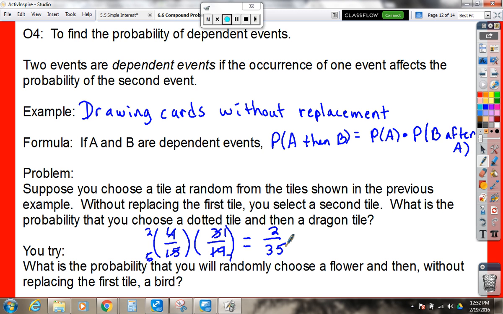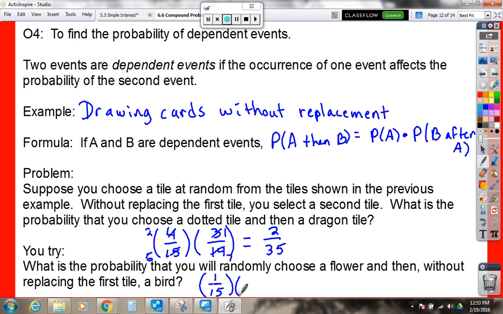Oh, thanks. Thank you. Okay, so our probability of both of these events happening is 2 out of 35. All right, let's take a look at the next one. What is the probability that you will randomly choose a flower and then, without replacing the first tile, a bird? Noah, what's the probability that you're going to randomly choose a flower? 1 out of 15. Good, just 1 out of 15 because we only have one flower out of 15 tiles.